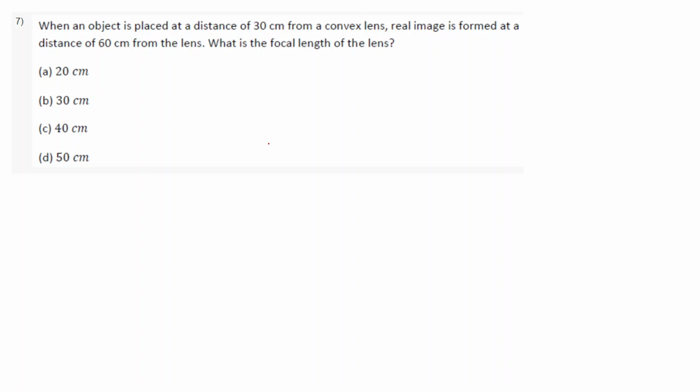Okay, so the next question is, these were now all on refractive index. Now the remaining questions are on converging lens, I think. So when an object is placed at a distance of 30 cm from a convex lens, this is principal focus, this is convex lens. Object is placed at a distance of, say here, object is there and this distance is 30 cm. Real image is formed at a distance of 60 centimeter from the lens. Real image is formed, it will be on the other side and it will be inverted.